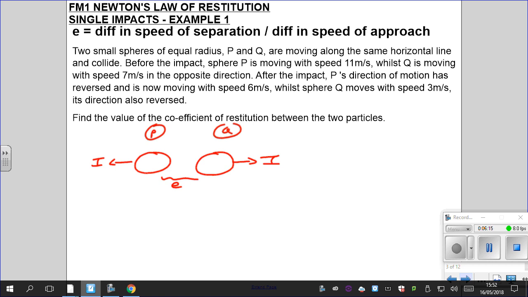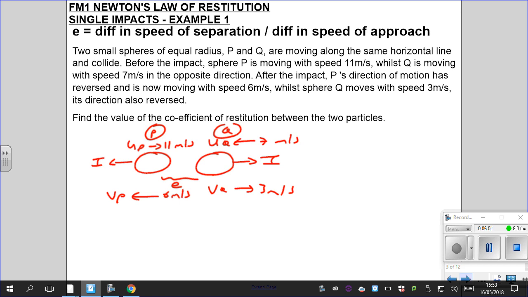Now it says before the impact, sphere P is moving with speed 11. So sphere P, notice the direction arrows I'm putting there. So important, the direction arrows. And it says Q is moving the opposite direction with 7 meters per second. After the impact, P's direction of motion has reversed. So we said it was going right, so now it's going left, and that's VP. Please set this up exactly how I'm setting this up. And it's now moving with speed 6. And VQ is moving with 3. Again, its direction also reversed.